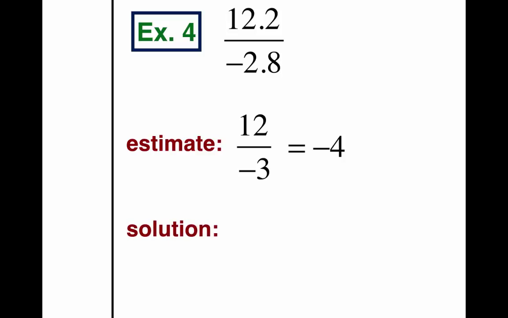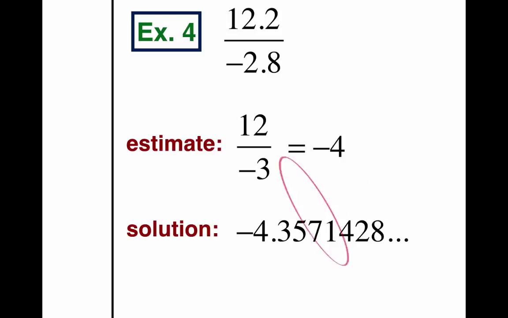Now the actual answer, if we type it in a calculator, 12.2 divided by negative 2.8. You should type it in too. Make sure you're typing it in correctly. I got this really long, never-ending decimal. Negative 4.35714 something. So yeah, close to negative 4. Looks very reasonable. Looks like we're in the right ballpark.